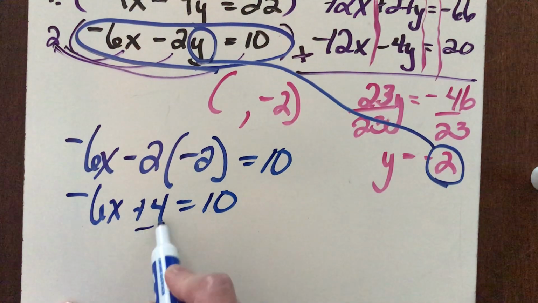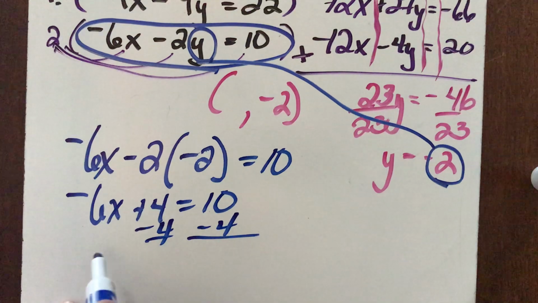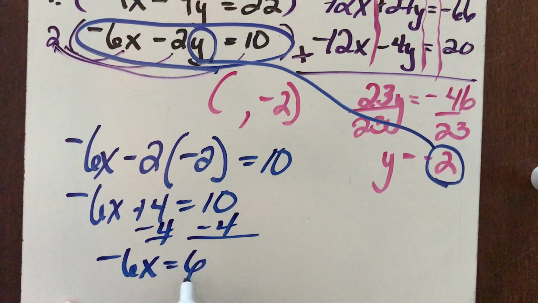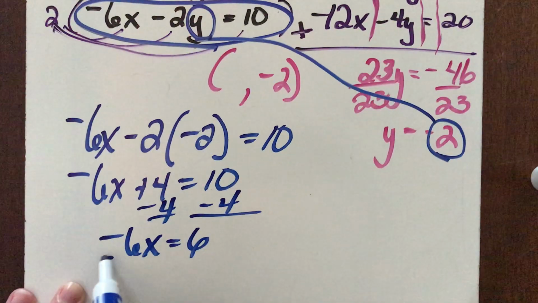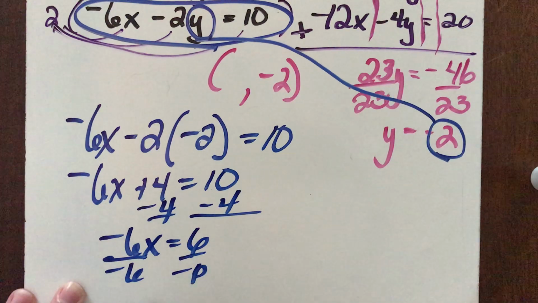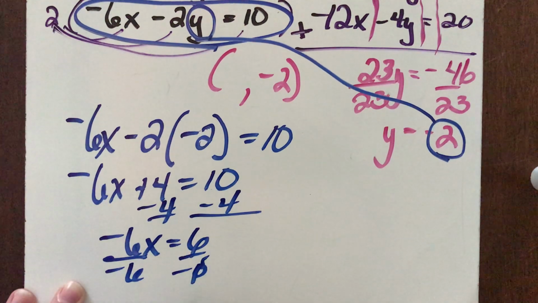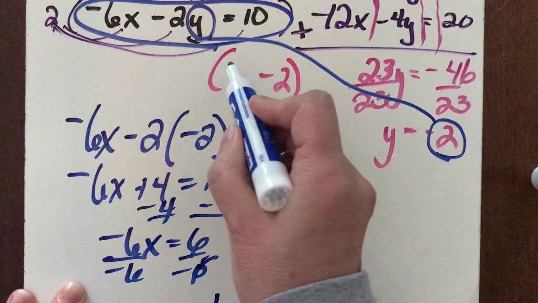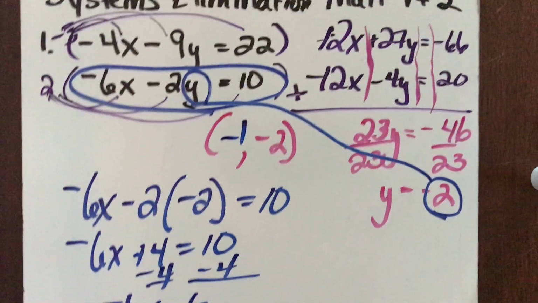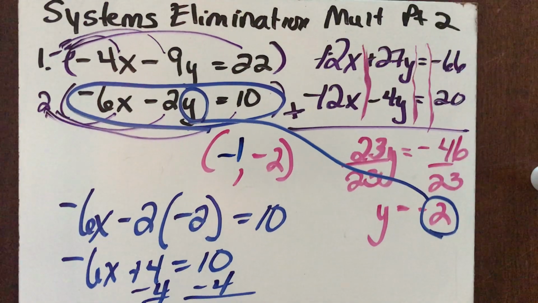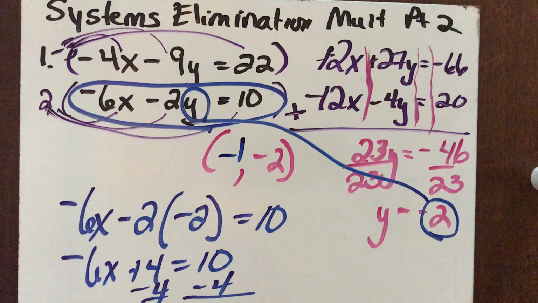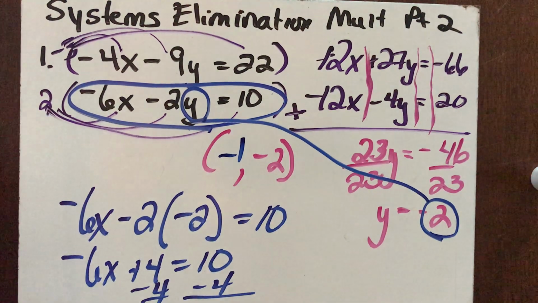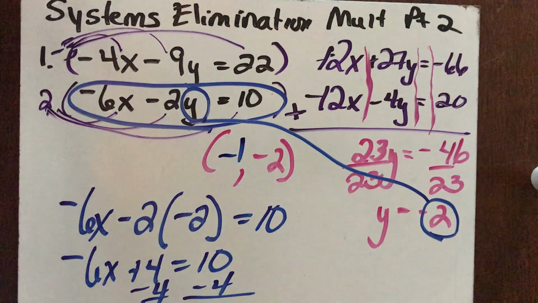And then I'm going to subtract 4 from each side. I get negative 6x equals 6. Then I'm going to divide each side by negative 6, and I'm going to get x is equal to negative 1. So my coordinate of intersection is negative 1, negative 2. How do I check it? What if I want to just double check and make sure that they are correct?